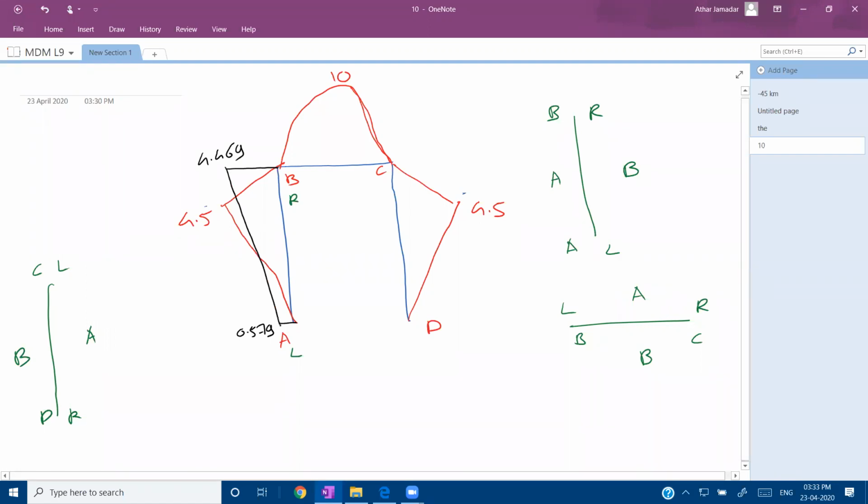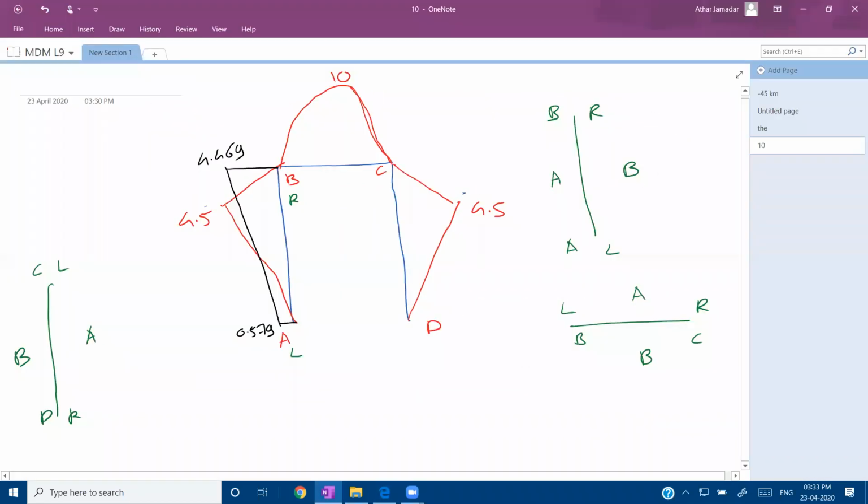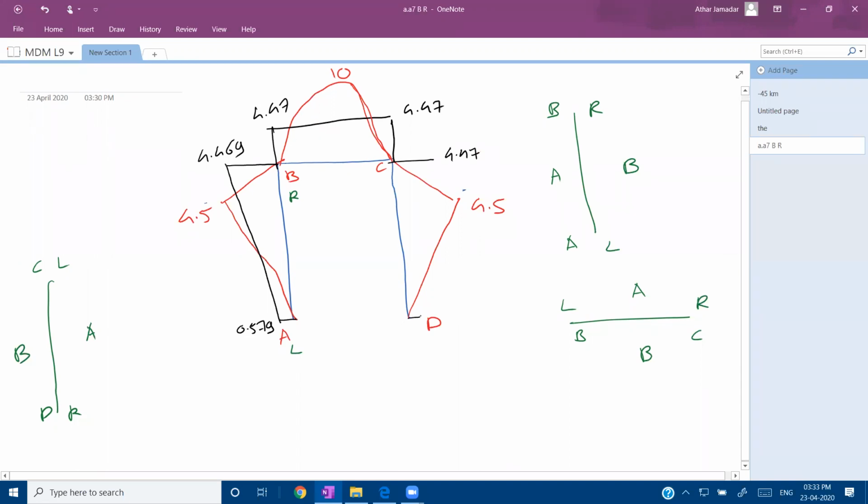Now for the BC case, MBC is negative 4.47. So at the left support, negative moment, 4.47, and MCB was positive 4.47. So like this, 4.47. For the CD case, C is now the left support and D is the right support, and MCD was negative 4.47. So at the left support, negative moment above the baseline, 4.47, and MDC was positive 0.579. So at the right support, positive moment above the baseline. Like this we have to join.